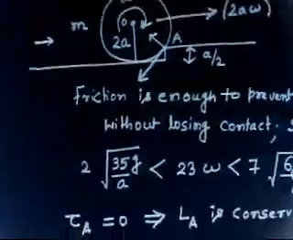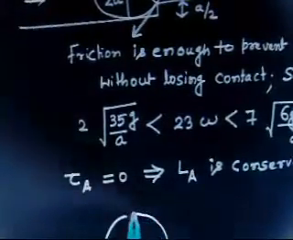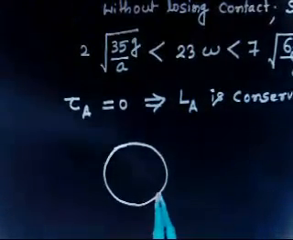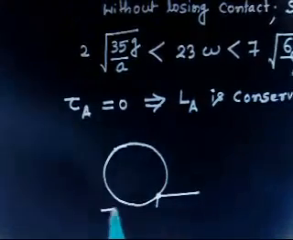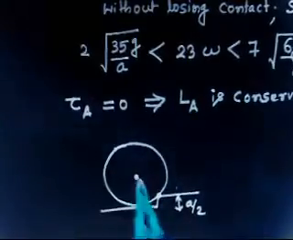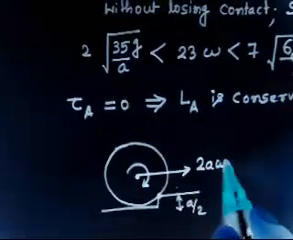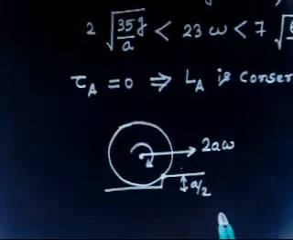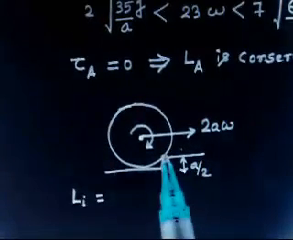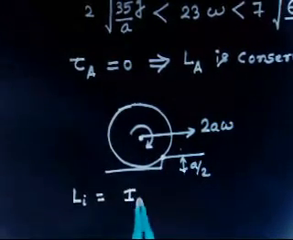So let us try to do the angular momentum conservation. Before collision, your sphere is something like this. And now I want to do angular momentum about this point. So this height is a by 2. This point is moving with angular velocity omega, and this is moving with 2a omega. So what is the initial angular momentum we have? The initial angular momentum is the angular momentum of center of mass plus angular momentum about center of mass. So about center of mass, it is moving with angular velocity omega.